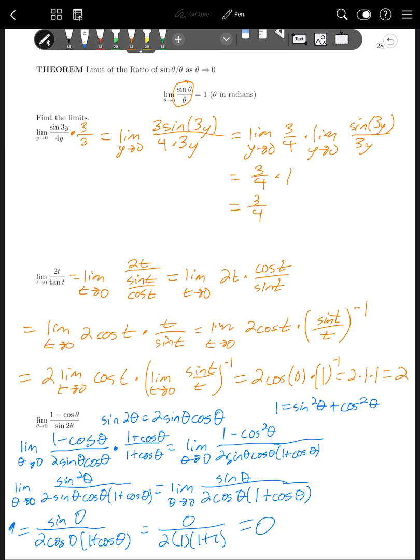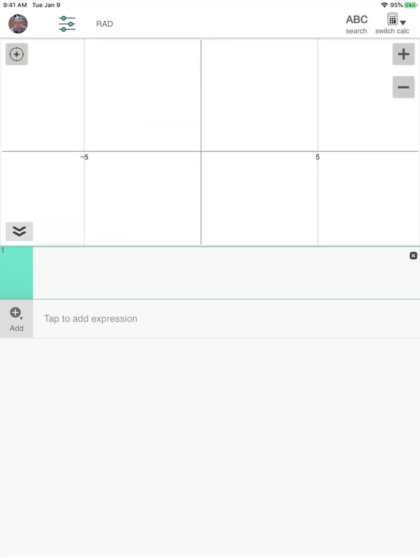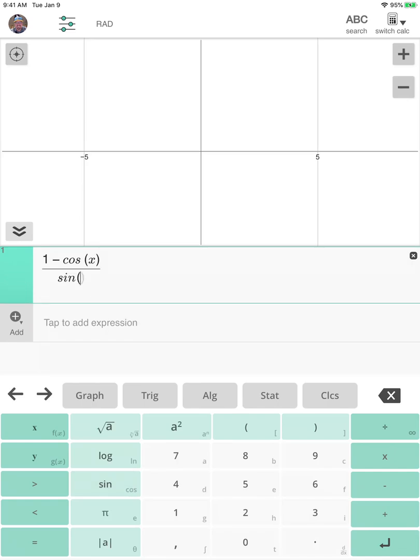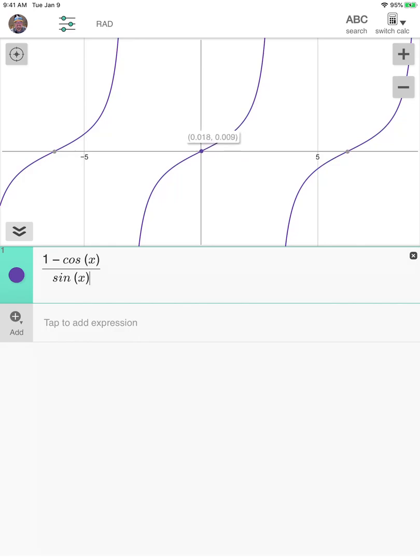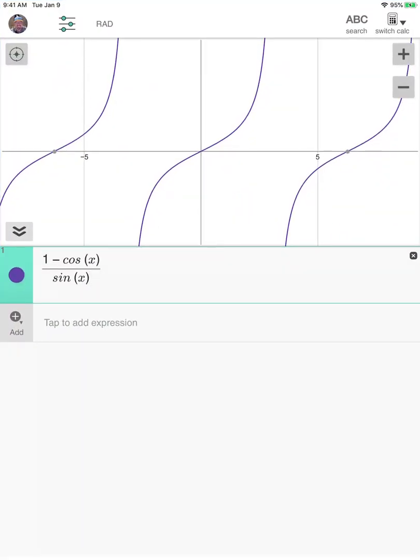Now, this one is probably a good example of something where we may want to just look at the graph instead of going through all that work. So if I graph this, okay, so 1 minus cosine x, hold on, I need the whole thing to be on top. So 1 minus cosine x over sine x. You could see as x gets close to 0, you get close to 0. So that's a lot quicker method for doing this. So don't be afraid to graph it and see if that'll help you find the limit instead. Okay?